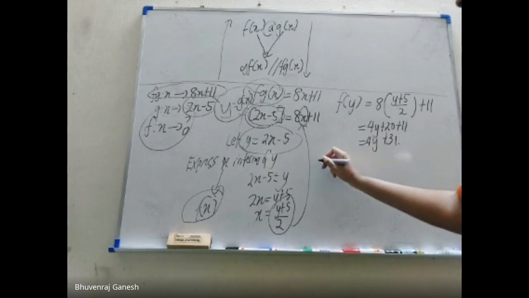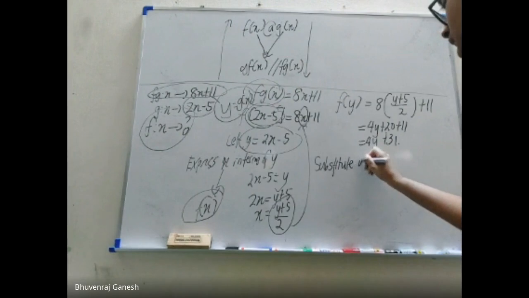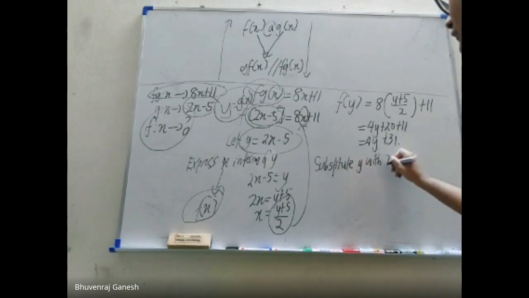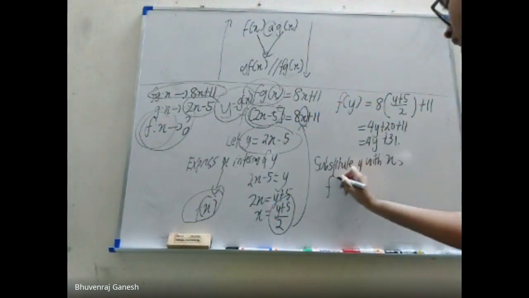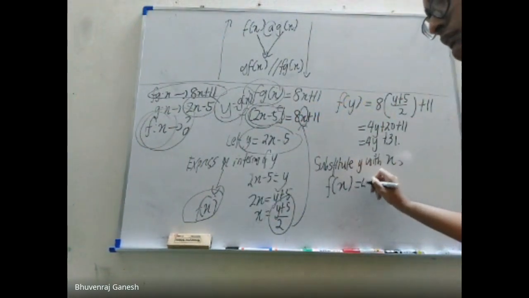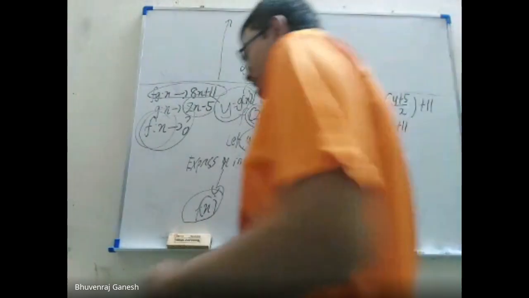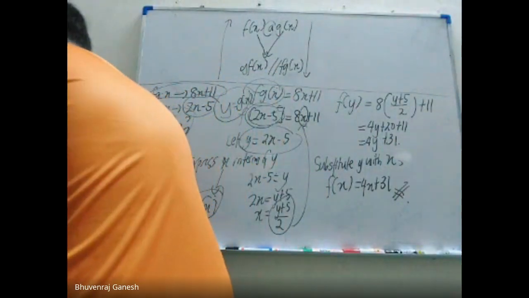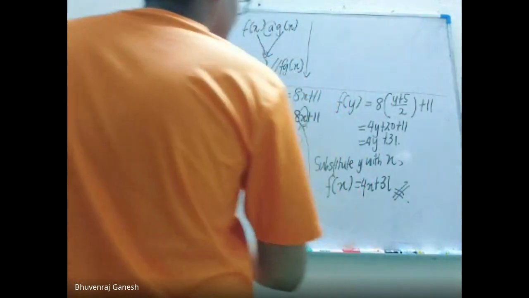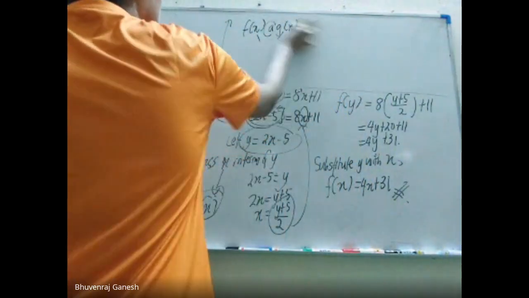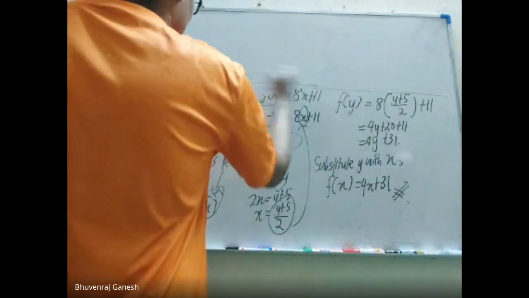So now you can say substitute y with x to address the question, because they didn't ask you f(y), they asked what is f(x). So you will get f(x) equals 4x plus 31. Done. So that's how you find your function back from the composite function. And then now it's also an interesting part that I'll show you. Let me leave this part here. Okay. I show you simultaneously on top here.